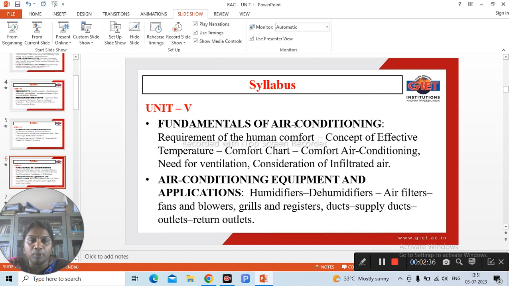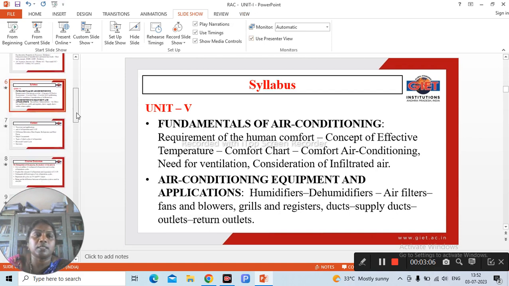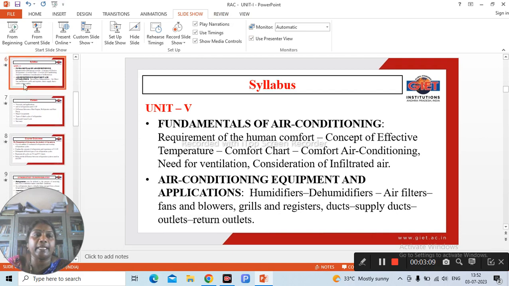And the other part is air conditioning equipment and applications. In this part: humidifiers, dehumidifiers, air filters, fans and blowers, grills and registers, ducts, supply ducts, outlets, and return outlets. These are the equipment of air conditioning. This part is discussed in unit 5. This is the total syllabus of refrigeration and air conditioning.